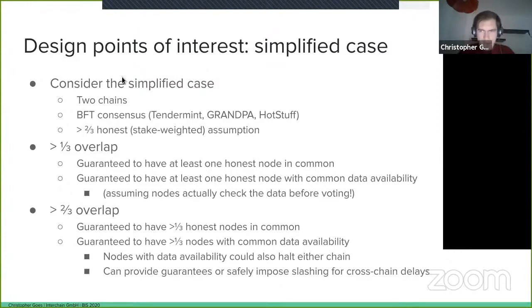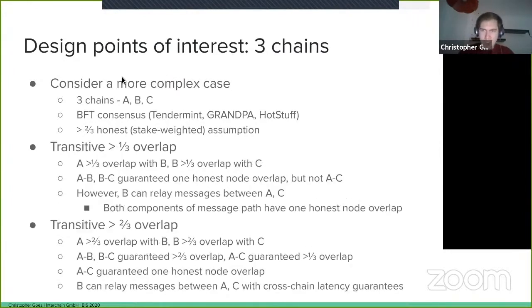So that's the simplified case. But in practice, we're probably going to be dealing with a more complex topology, not just two chains, many chains connected, and users are going to be sending messages across many chains at once. So I'll talk about 3 chains and then n chains, but these properties basically generalize. So if you think of 3 chains, let's say we talk about 3 chains ABC.